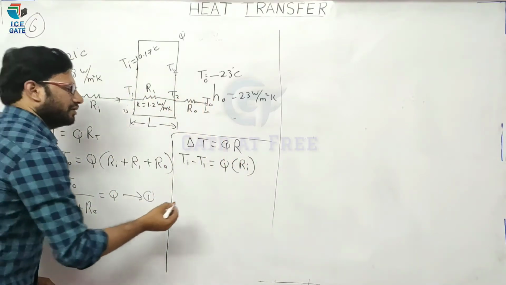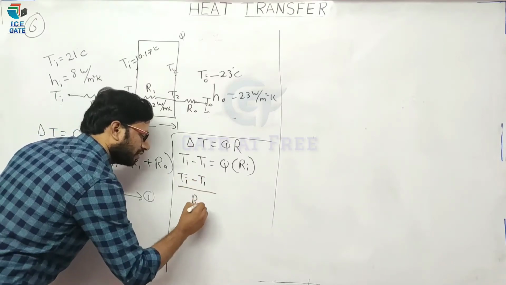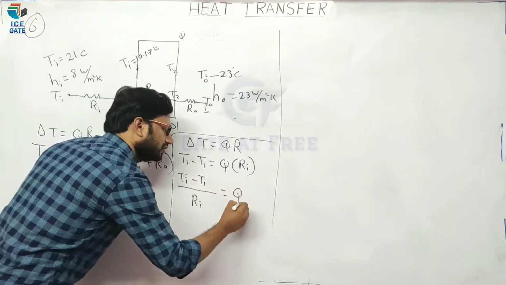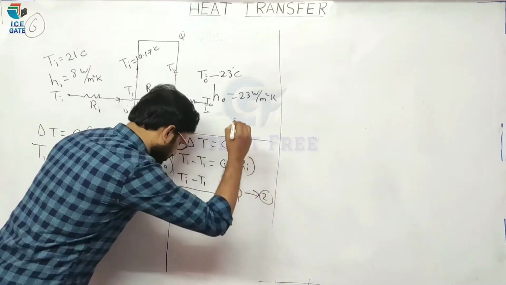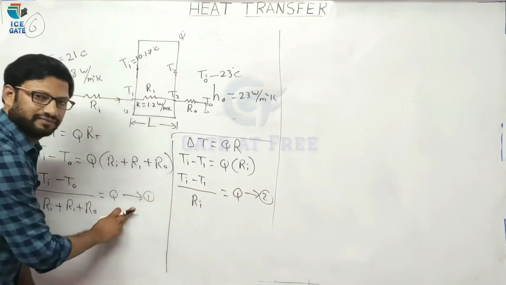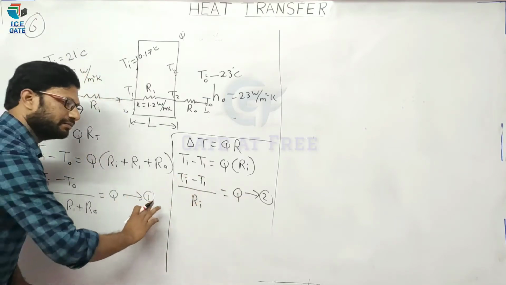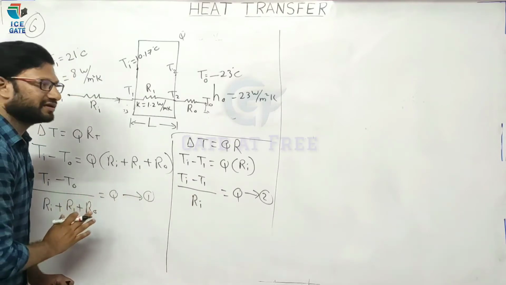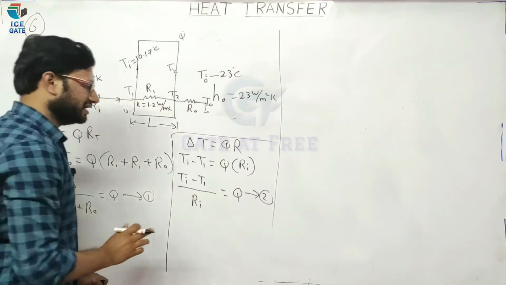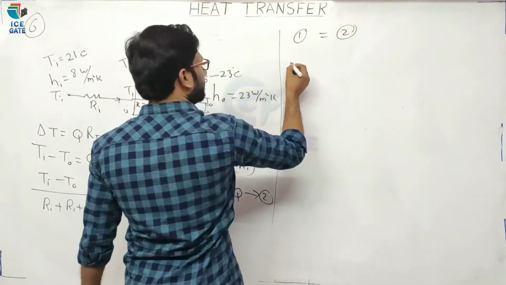Okay. Now (Ti - T1)/Ri is equal to Q. Make this as equation 2. Now this is equation 1. Now can I equate 1 and 2? The rate of heat transfer is same in both cases, as I said. Now by equating 1 and 2, what is the 1?